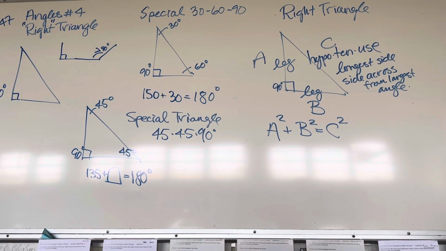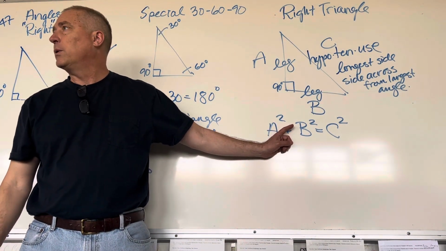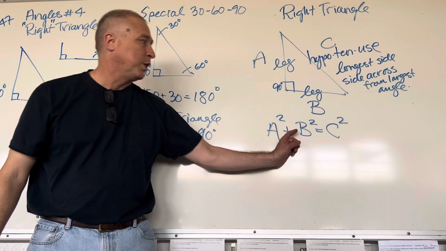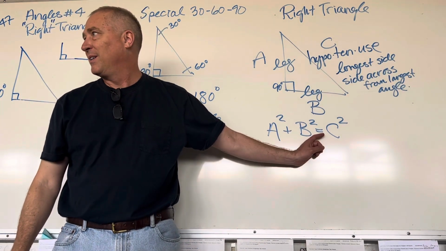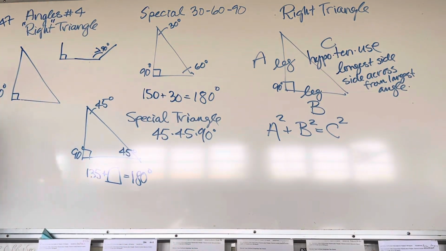Everybody repeat after me. A squared. Plus B squared. Equals C squared. What is it called?